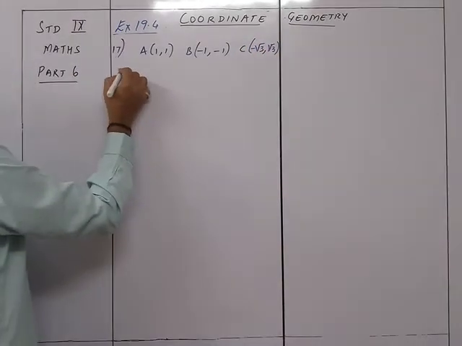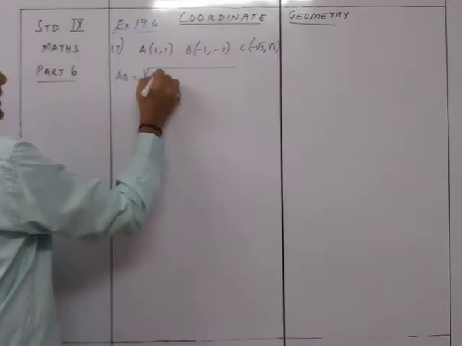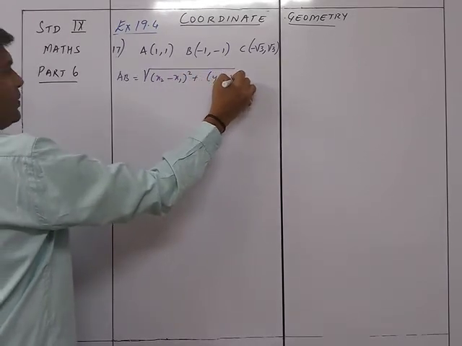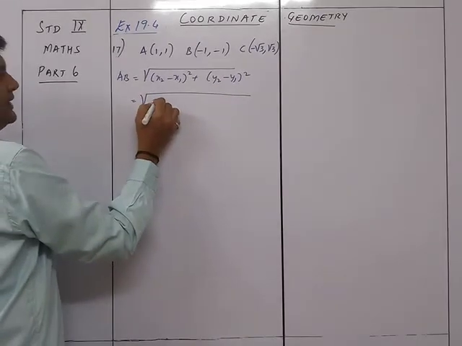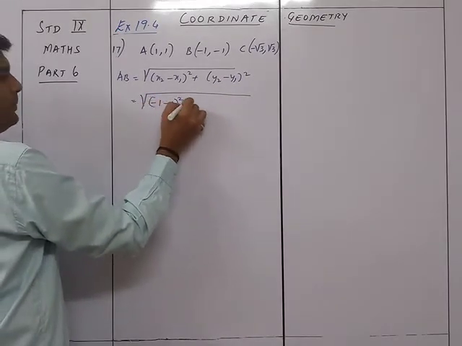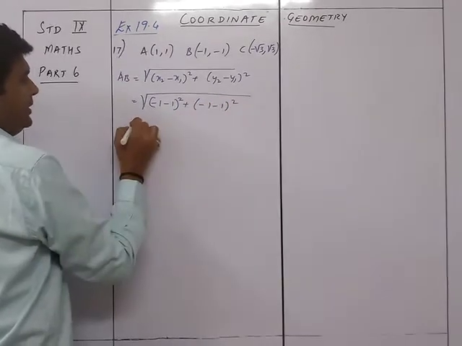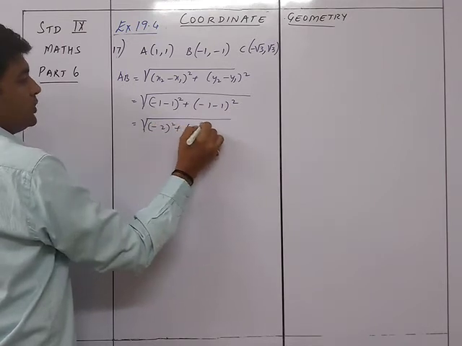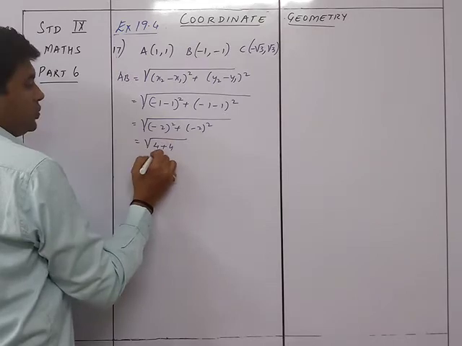So AB is equal to square root of x2 minus x1 the whole square plus y2 minus y1 the whole square. That's going to be minus 1 minus 1 the whole square plus minus 1 minus 1 the whole square. So that will be minus 2 the whole square plus minus 2 the whole square. That is going to be 4 plus 4, which is root of 8.